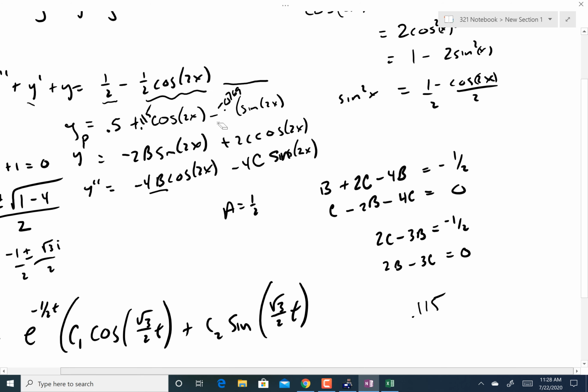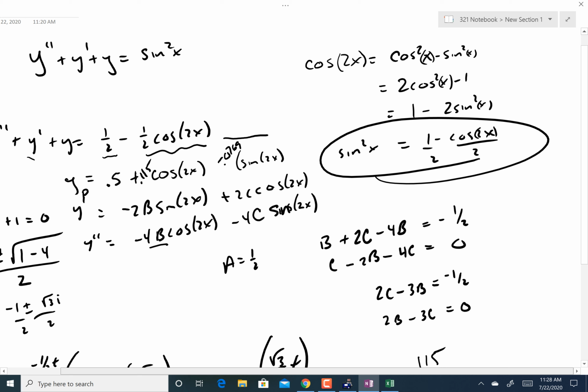And whether you did it in decimal format or whether you did it in fractional format makes no difference to me. But the key hinges on using this substitution, which it usually does when there's a sine squared.